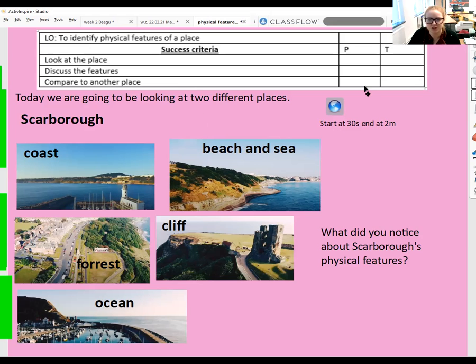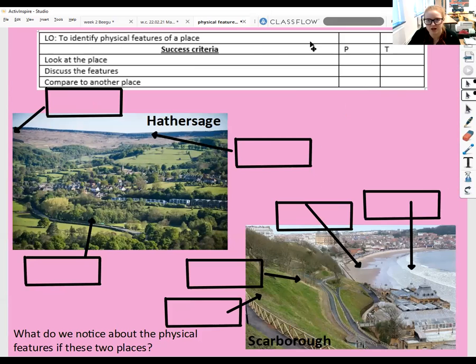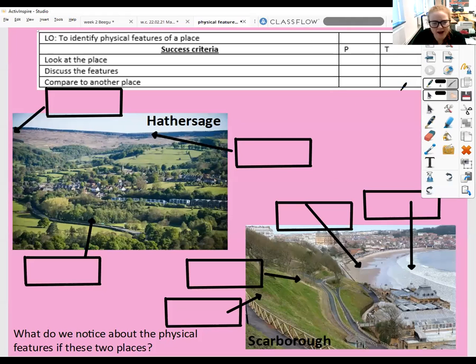So now we've looked at these two different places. We're going to look at trying to compare them. Okay, so just looking again, what kind of features did we have? We just watched those two videos and had a bit of a discussion about the physical features that those areas had. These two pictures are from those two areas. Although they might not show all of the physical features, it just gives an idea. You have to remember some of it in your head.